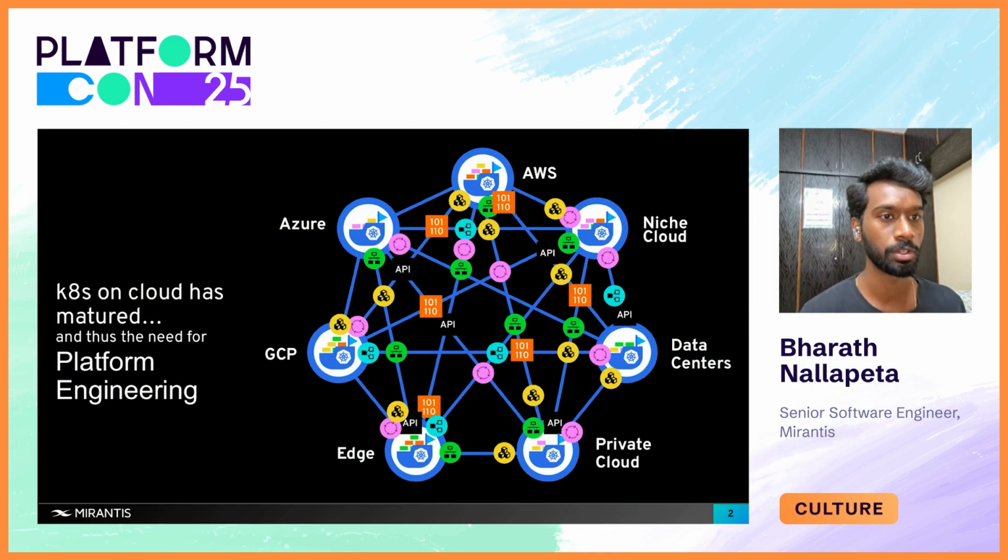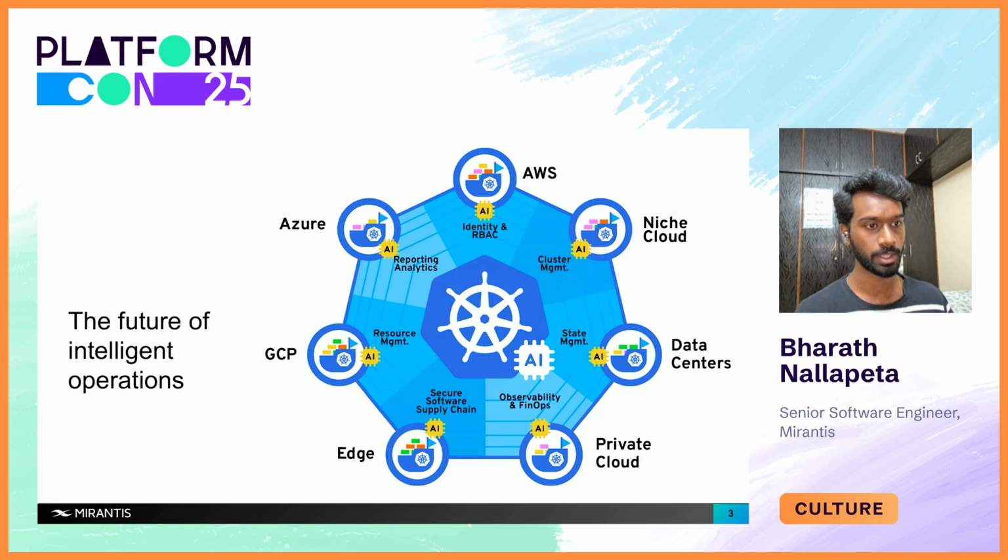So Kubernetes on cloud was supposed to be this promise of making everything good and easy. Of course, things got really complex as Kubernetes and its surrounding ecosystem matured. And as you can see, the interactivity between different components and the APIs and stuff became really complicated, right? And thus the need for platform engineering.